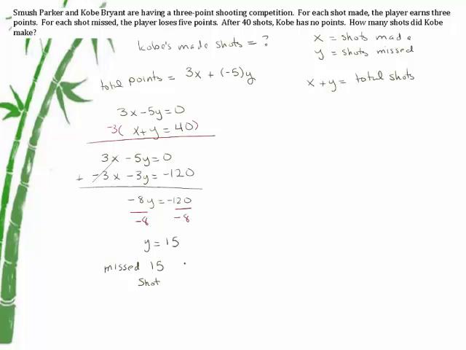But we're not trying to find out how many shots he missed, we're trying to find out how many shots he made. So x is what we're trying to find. Well, I have x plus y is equal to 40. He missed 15 shots, so x plus 15 is equal to 40. Subtract 15 from both sides, and x is equal to 25. So Kobe made 25 shots.